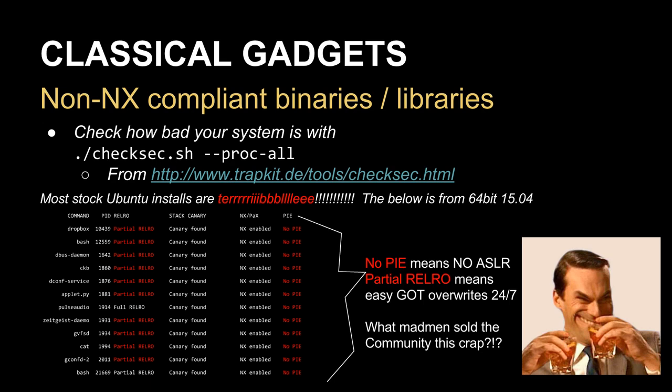The easiest way to do it is to run it with --proc-all. It will check all running processes. I have provided a sample from a stock Xubuntu, so Xubuntu, installed from 64-bit 15.04, and the number of binaries and libraries that do not have NX support is atrocious.